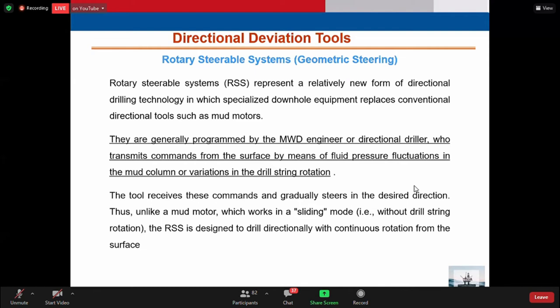So the rotary steerable system is a very great tool that allows the directional drillers to build the angle, to build the profile without causing any problems while drilling, as it allows the rotation of the whole drill string, not only the bit, as in mud motors and in turbines.